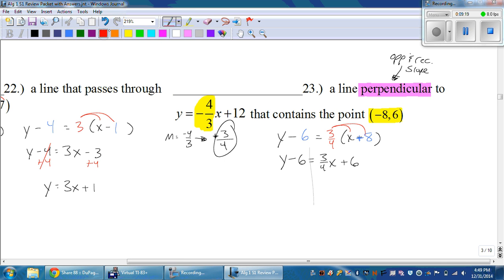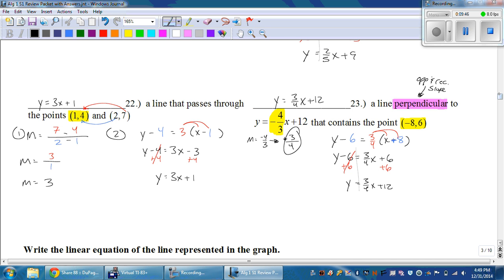Now we are not done yet because the y is not by itself. So I'm going to add 6 to both sides. And we get y equals 3/4 x plus 12. Oh, let's make that look like a 4. There we go. Okay.